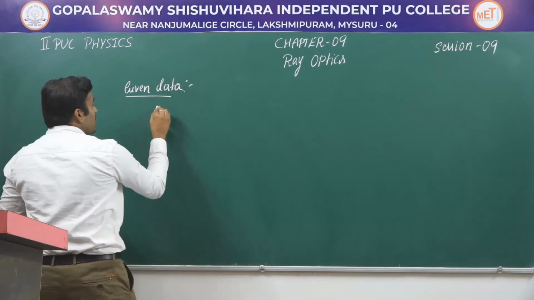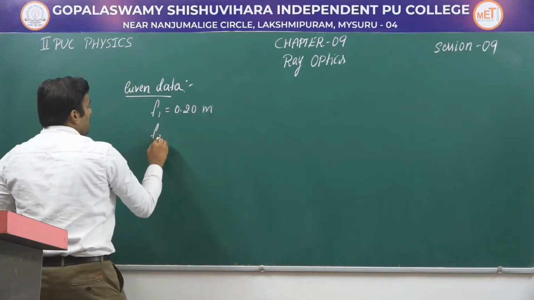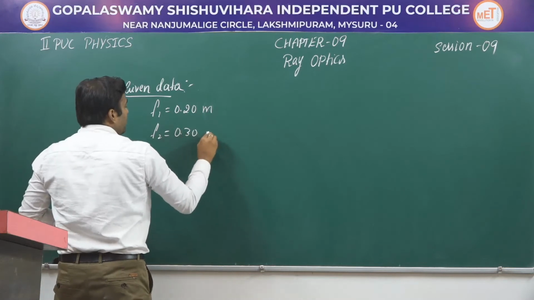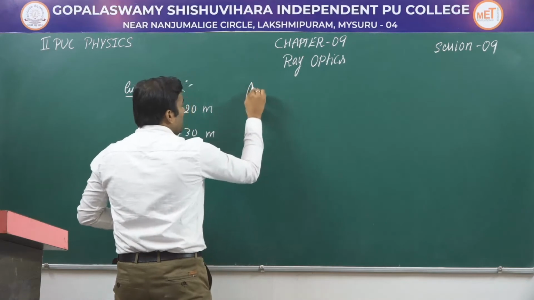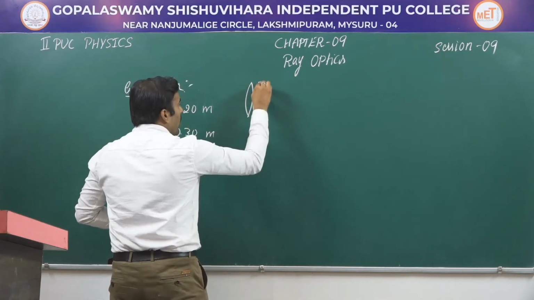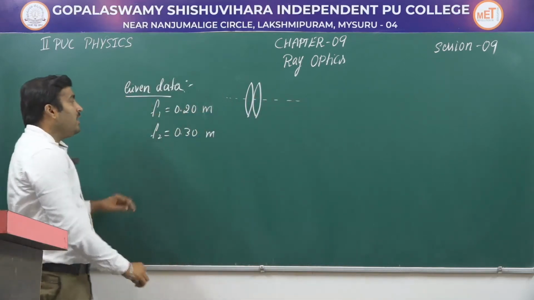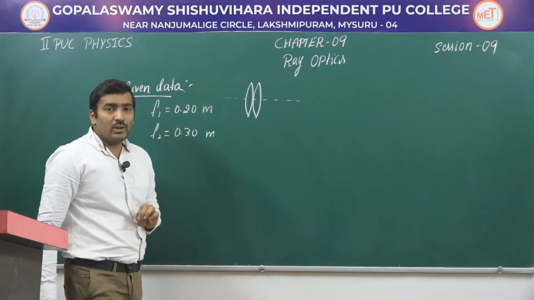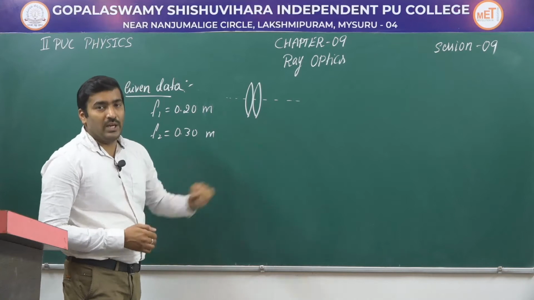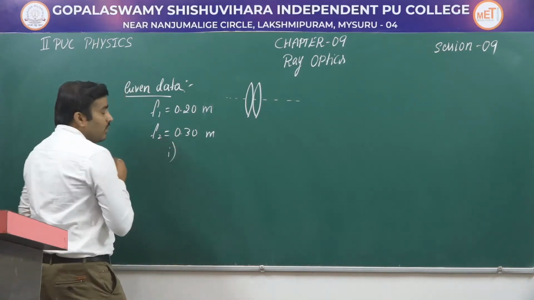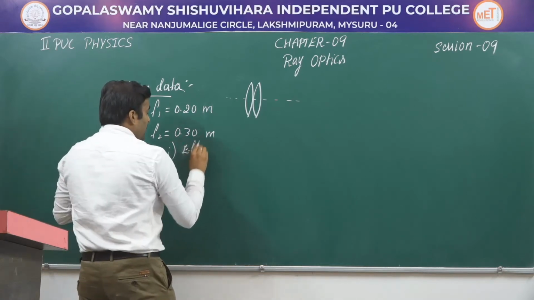So there are two lenses of focal length 0.20 meter and 0.30 meter. These two lenses are kept in contact like this and they are placed coaxially. So we need to find the effective focal length of the combination and also the powers of the two lenses and the combination. First, let me find the effective focal length of the combination of the lenses.